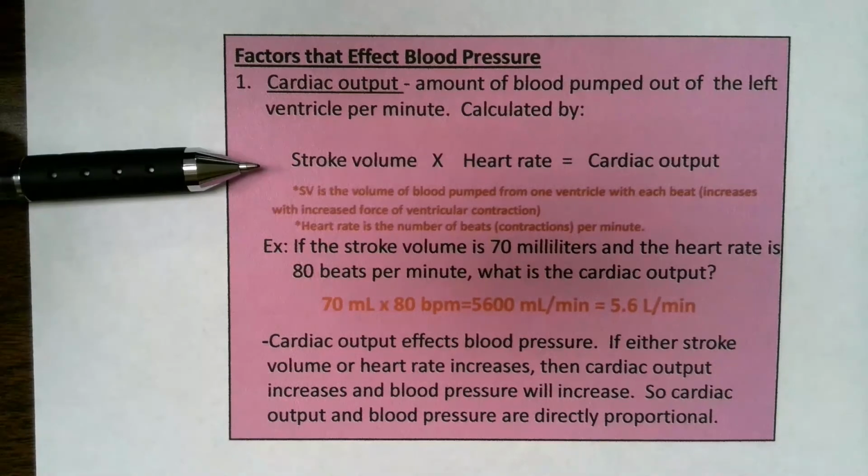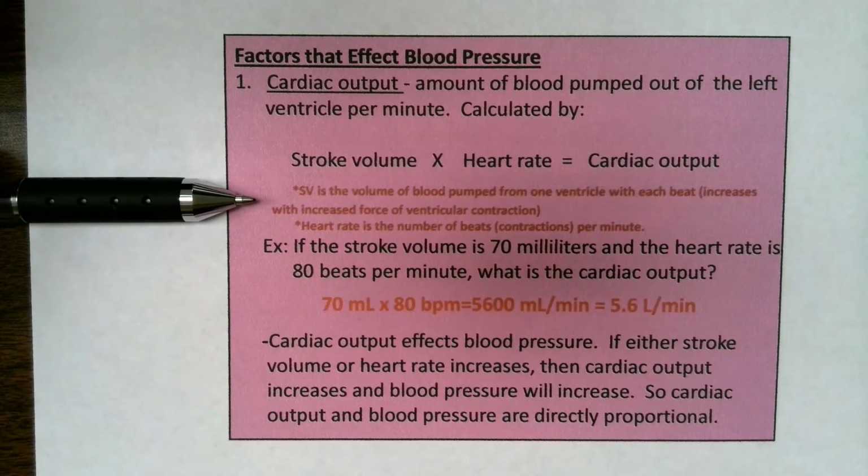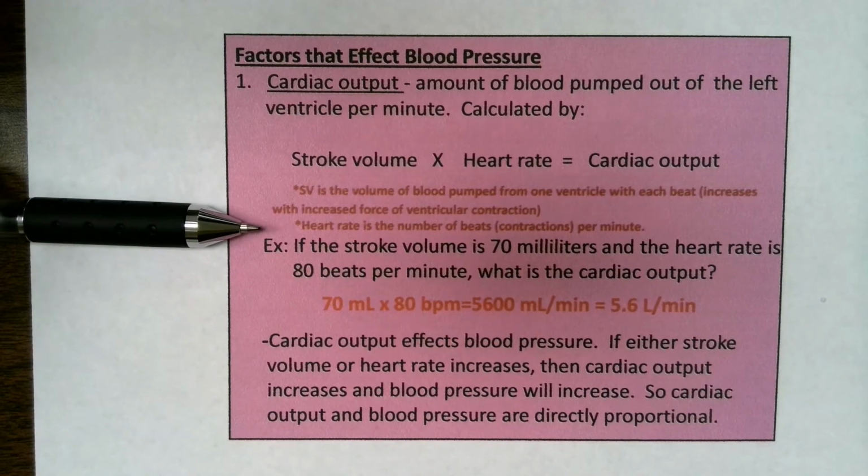This is calculated by multiplying the stroke volume times the heart rate to get the cardiac output. Stroke volume, by definition, is the volume of blood that's pumped from one ventricle with each beat. It's going to increase with increased force of ventricular contraction. So the harder the ventricle contracts, the higher the stroke volume is going to be. And then heart rate is the number of beats per minute, the number of contractions per minute.